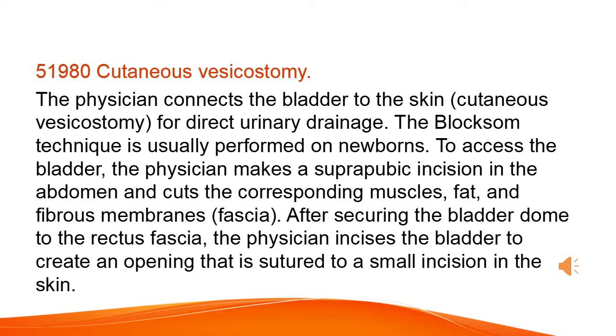To access the bladder, the physician makes a suprapubic incision in the abdomen and cuts the corresponding muscles, fat, and fibrous membranes, fascia. After securing the bladder dome to the rectus fascia, the physician incises the bladder to create an opening that is sutured to a small incision in the skin.